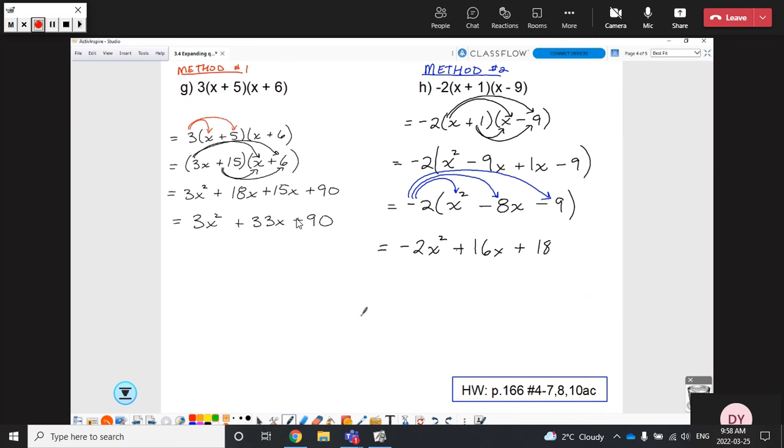I need you to do enough of this multiplying binomials until you say, yeah, I'm sick of it. I need you to get to that point because this is something that won't go away, really. So 4 to 7, 8, and then 10, A and C on page 166. Seems like a fair amount. After that amount, you should be a pro. Just make sure you're going to the back and checking your answers, because there's no sense in doing all this stuff and not really checking.